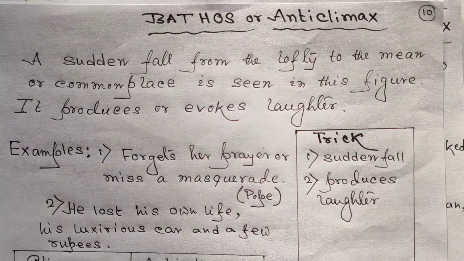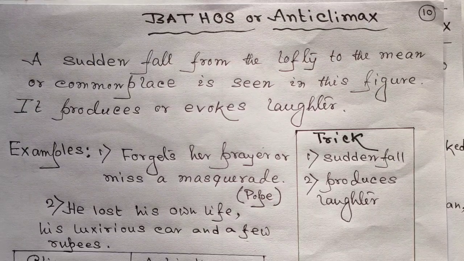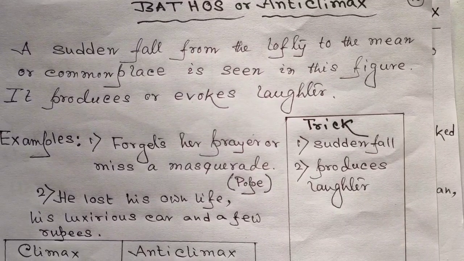So there are 2 points that have to be focused on. There is a sudden fall from the lofty to the mean. What does it mean? It means there is a sudden fall from the sublime to the ridiculous. That means from something great to something ordinary or commonplace. And the purpose of an anticlimax is to produce laughter. That means when we listen to an example of an anticlimax, we start laughing. Well, look at the trick I have written down. There is a sudden fall, the first point is, and the second point is that it produces laughter.